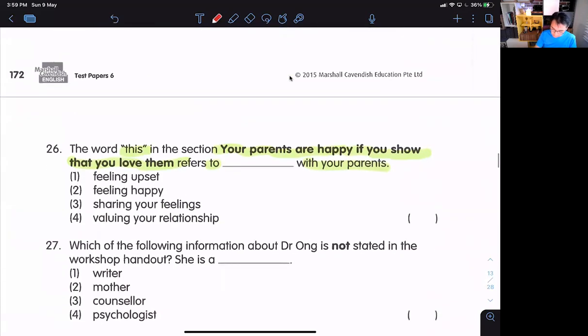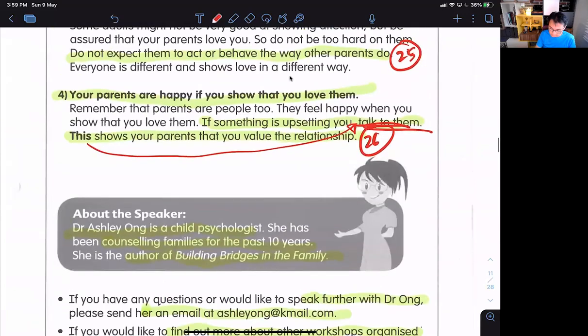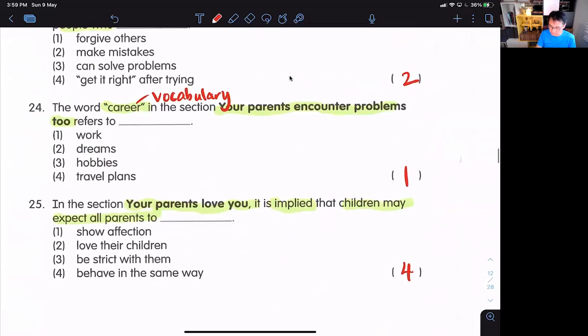Therefore, okay, your parents are happy if you show them that you love them, this refers to sharing your feelings, right? Talking to them, sharing your feelings with them, right? So talk to them, right? Share your feelings with them.